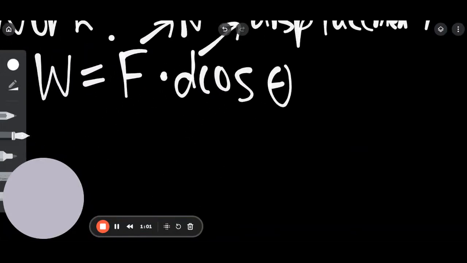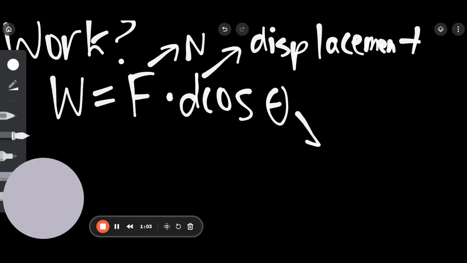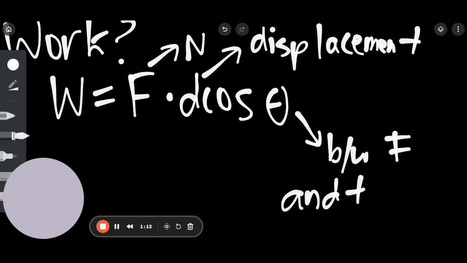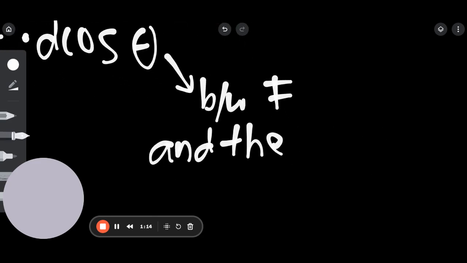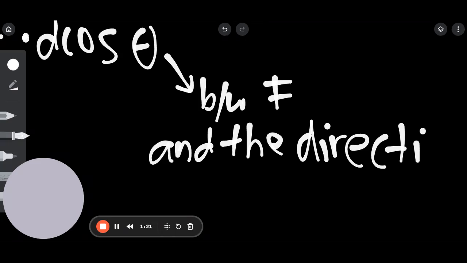And theta is not just any other angle. It's the angle between the force and the direction of motion. Okay, so it's not just some random angle. It's between the force and the direction of motion.